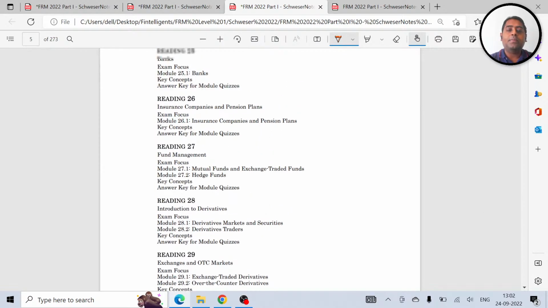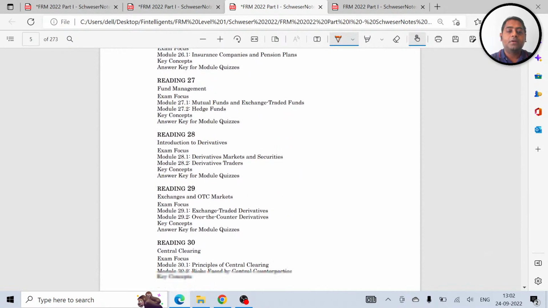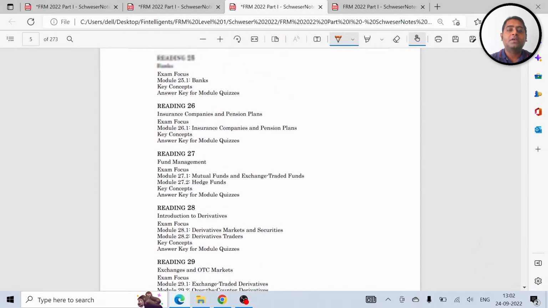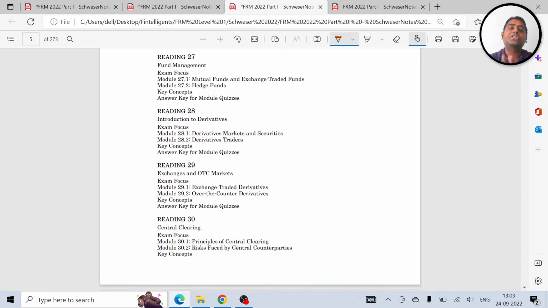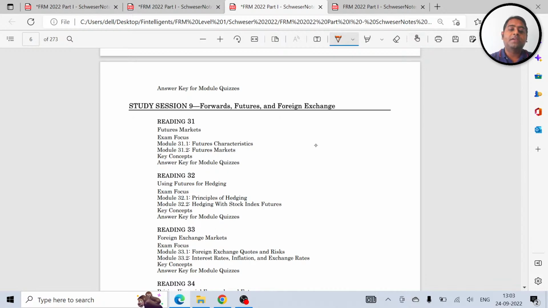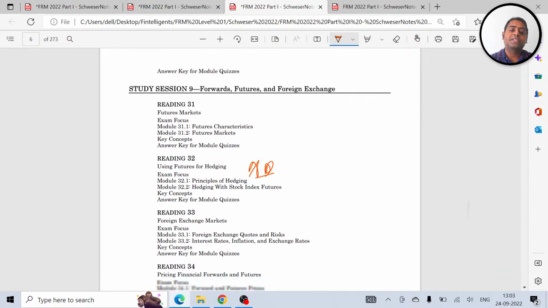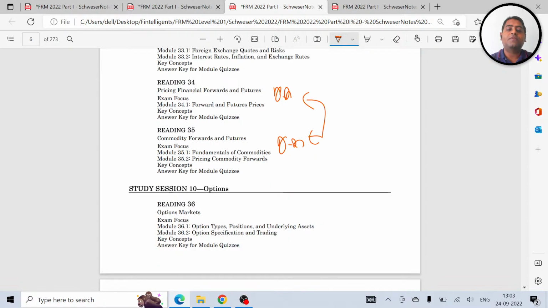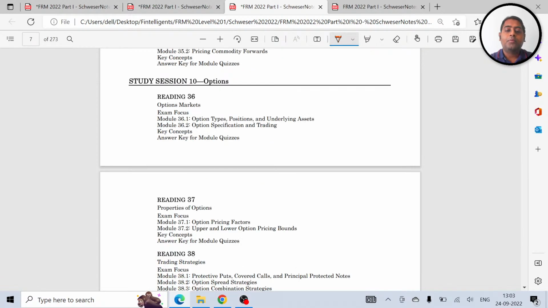From the important chapter perspective, fund management, derivatives, exchange and OTC are not very important as chapters, but there are few sections which can get tested. Using futures for hedging, important. Don't skip this chapter. Pricing financial forwards and commodity, important. Properties of options, very, very important. The entire chapter is important.